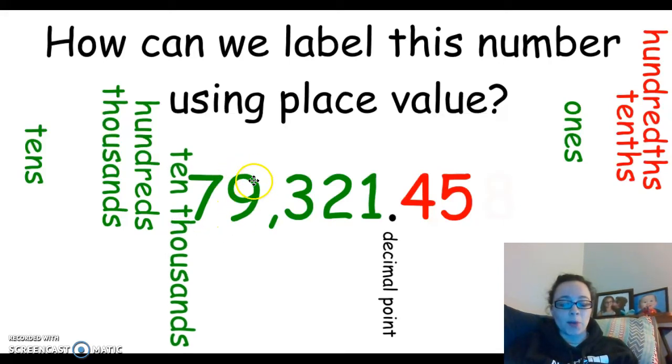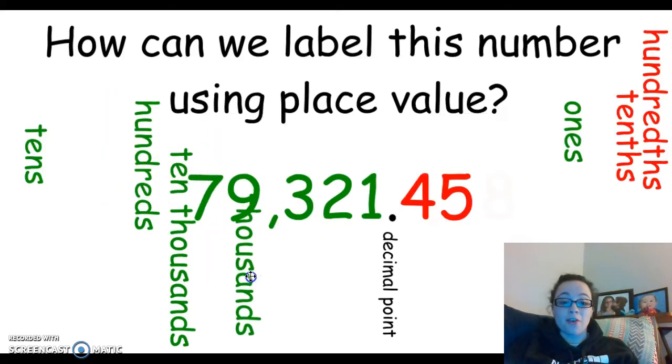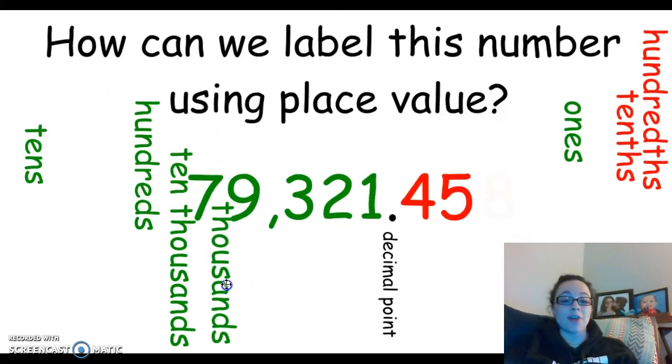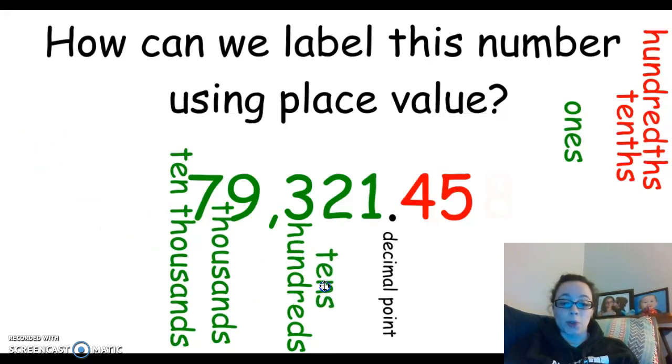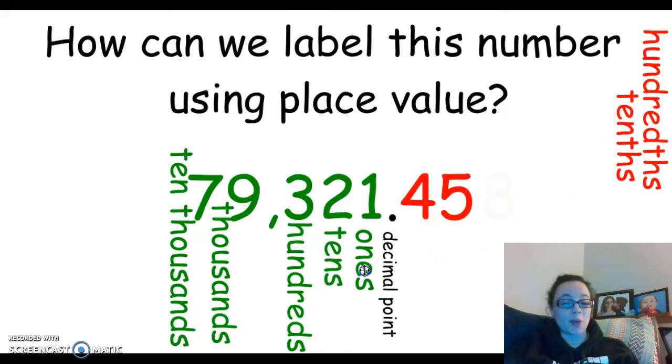What place value is the 9 in? This is our thousands place. There are 9 thousands in this number. Our 3 is in our hundreds place. There are 3 hundreds in this number. There are 2 tens, and there is 1 in the ones place.